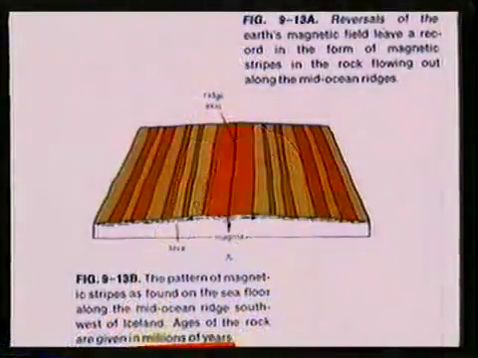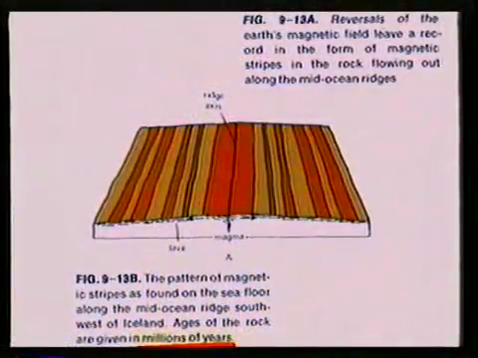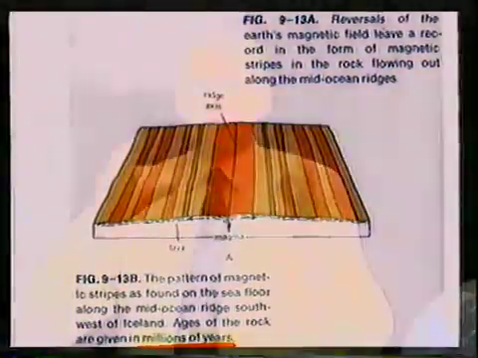Well, at the top it says, reversals of Earth's magnetic field leave a record in the form of magnetic stripes in the rock flowing out along the mid-oceanic ridges. Here's the theory. Here's how it's supposed to work. When a rock is hot, melted, really hot, like lava coming out of a volcano, if there's any iron in there, or anything that's capable of being magnetized, it's just flowing around like water, but the magnetic field of the Earth is going to try to pull it in line. And as the rock cools off, it ends up stuck there.